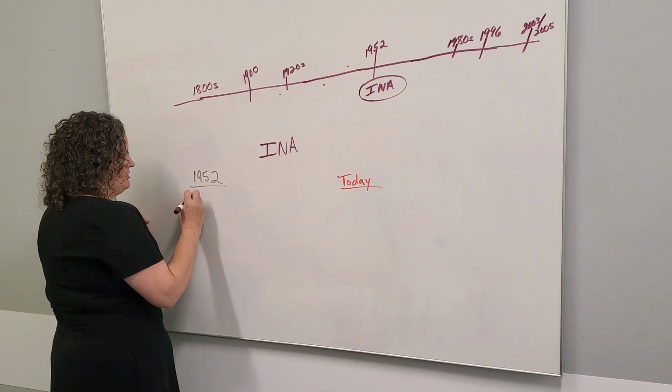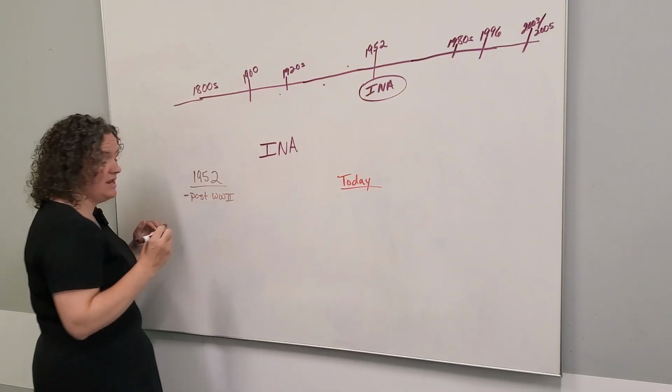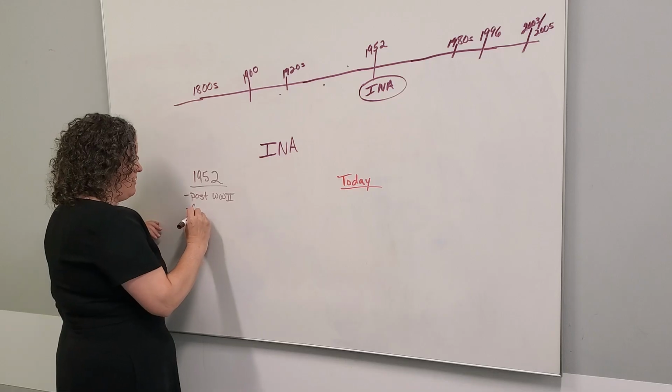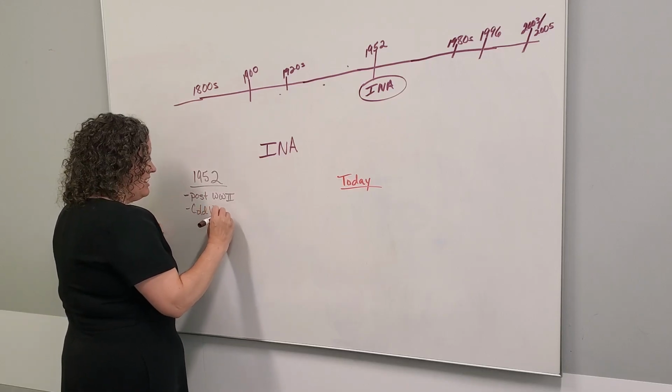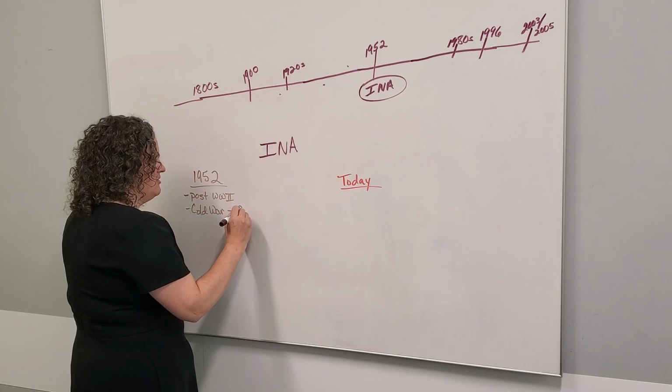So even though it's a few years now, it's still heavily influencing what is being passed as law. So we're post-World War II. And of course, if you know anything about US history, you know that we are in the Cold War. So the United States is terrified of socialism, communism.